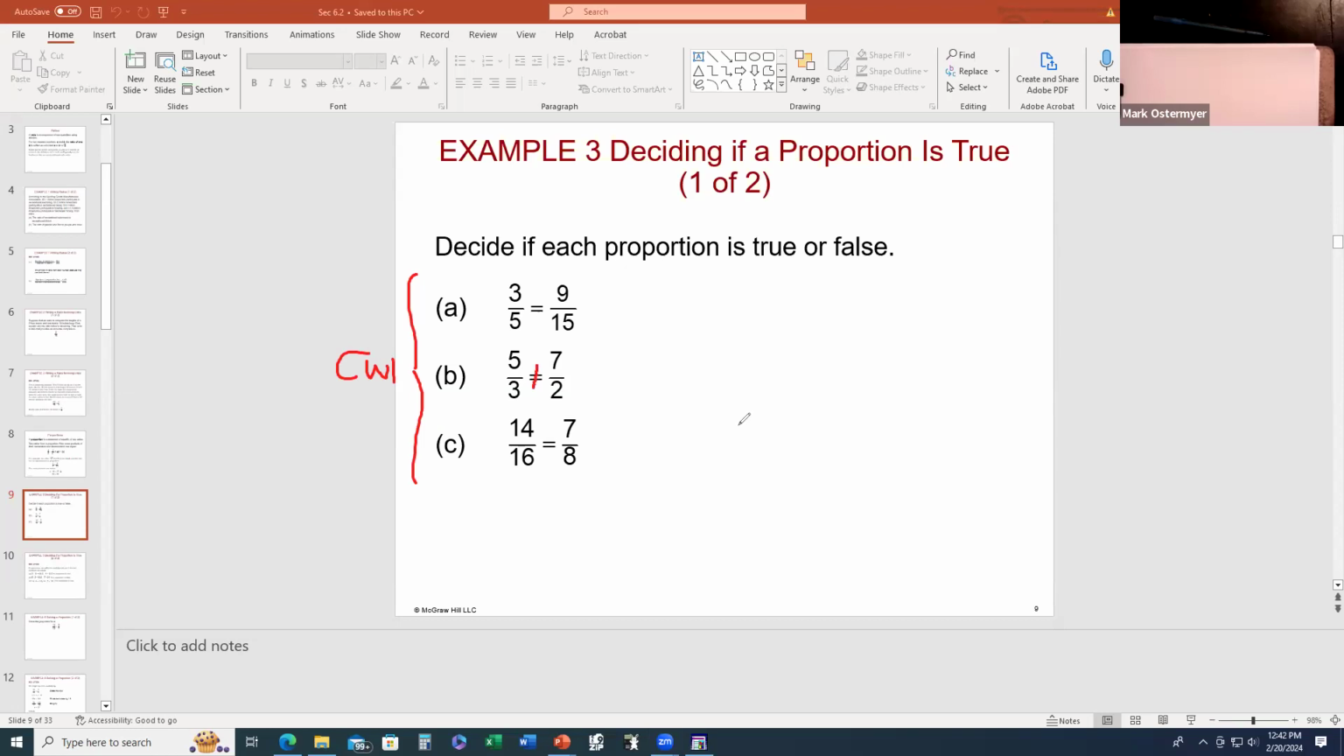Number C, 14 times 8, which is going to give you 112, I believe. Is that equal to 7 times 16? 7 times 16 is also 112. So yes, this is a valid proportion. So the first and the last are valid proportions. The middle one is not. Any questions about verifying whether we have valid proportions or not? All you gotta do is look at the cross products. Okay.